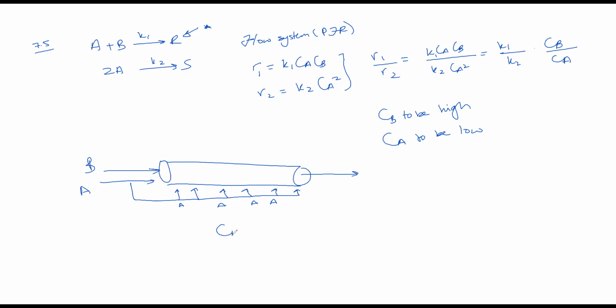And this way the Ca will be low and the Cb will be high, right? So I'm introducing small amounts of A. Every time A is introduced, it gets completely reacted, completely eaten up. This way the concentration of A will always be low, and B is in excess. I'll have a huge amount of B throughout this reactor, so the concentration of B will always be high. This way this ratio will always be high, and I'm going to push this ratio higher. This way I'm maximizing the production of R and getting very little S.